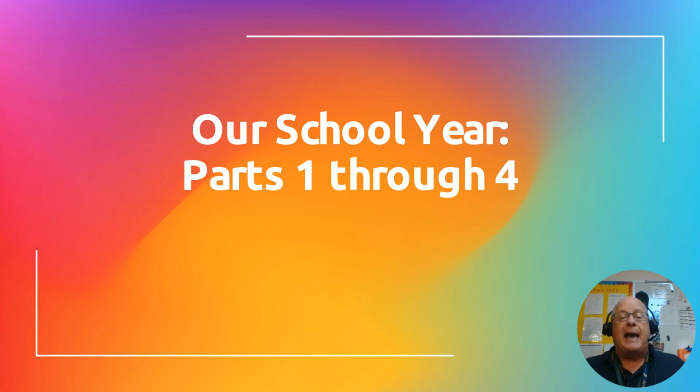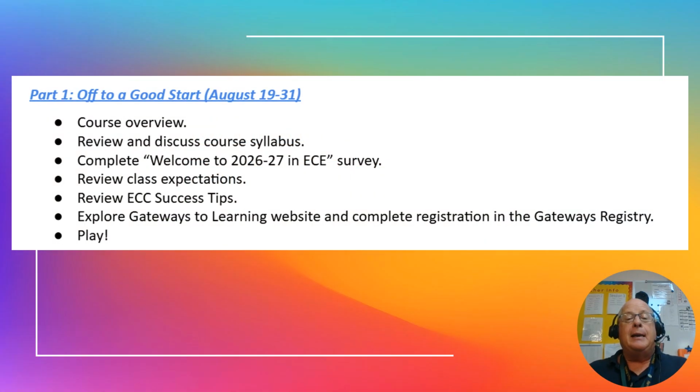Next, we're going to look at what our school year is going to look like. So we have 4 parts of the school year. Part one is what I call off to a good start. And the year we're in right now, it's going to be August 19th through the 31st, which I believe is about 10 or 11 days.